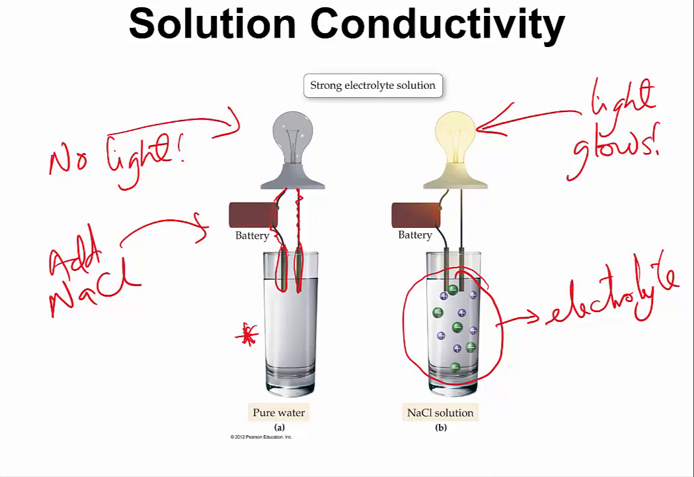Now, instead of using the sodium chloride, if you add the glucose into the water, no matter how much glucose you add into the water, you will see that the light bulb will not light up. The reason is because a glucose solution is not an electrolyte solution because it contains no ions.